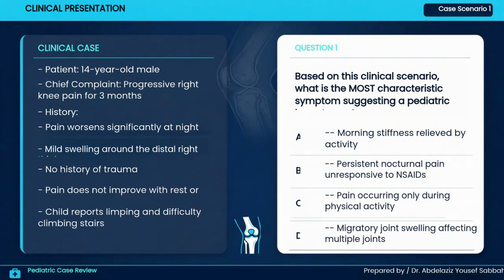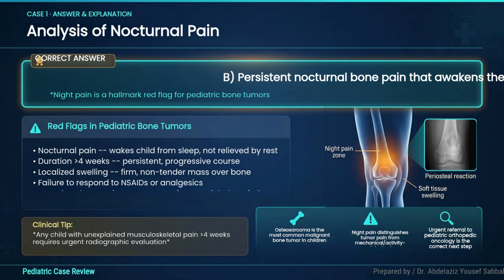Option A. Morning stiffness relieved by activity. Option B. Persistent nocturnal pain unresponsive to nonsteroidal anti-inflammatory drugs. Option C. Pain occurring only during physical activity. Option D. Migratory joint swelling affecting multiple joints. The correct answer is option B. Persistent nocturnal bone pain that awakens the child from sleep. Night pain is a hallmark red flag for pediatric bone tumors.